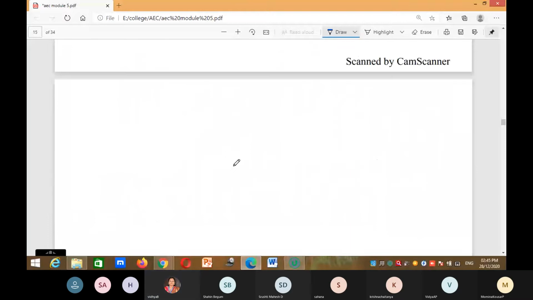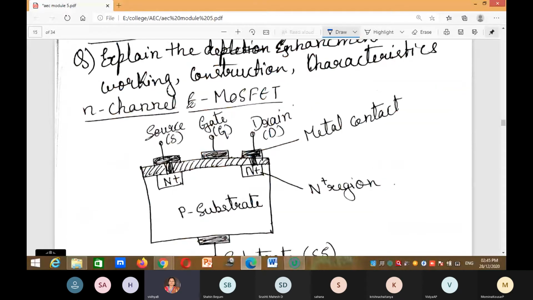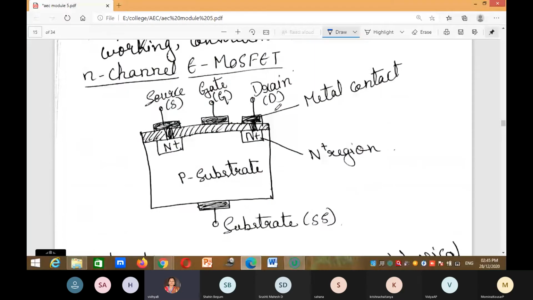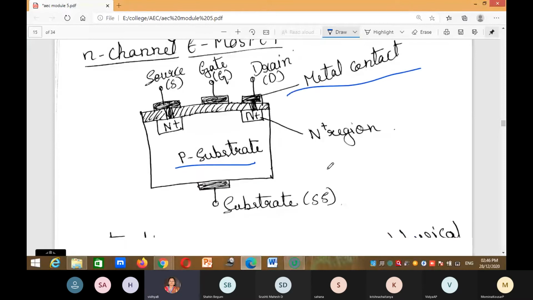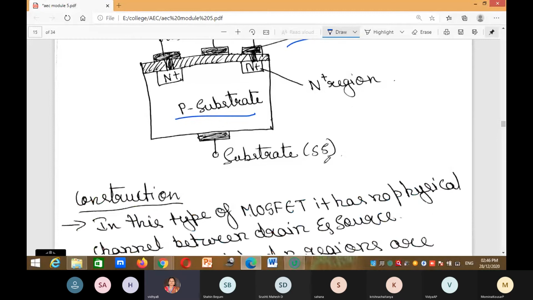Next, enhancement MOSFET. Explain the enhancement MOSFET working, construction and characteristics. In this also there are N channel and P channel. This is the diagram for the N channel E MOSFET: source, gate, drain, N plus, N plus, P substrate and metallic contact. First, we shall discuss the construction.